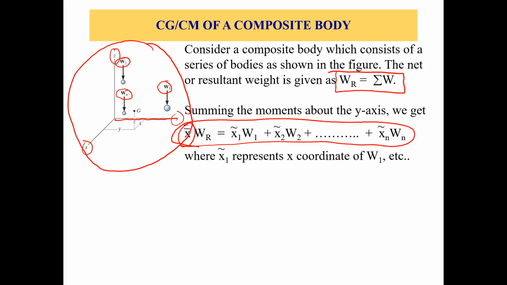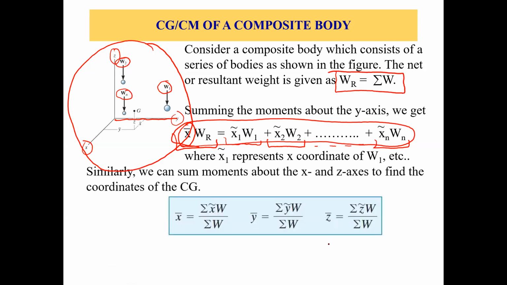So x bar times WR, this is the total moment of the resultant weight about the y-axis, equals x1 bar times W1 plus x2 bar times W2, and it goes on till xn bar times Wn, right? So these are the moments of all these individual components. If we sum up these moments, it equals the moment of the resultant weight, right? So this is the equation which we get once we sum up the moments about the y-axis.